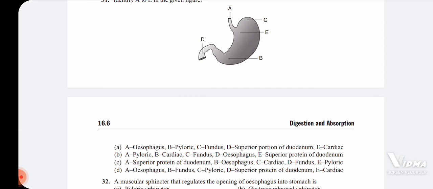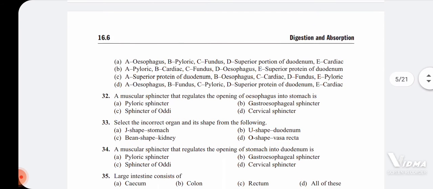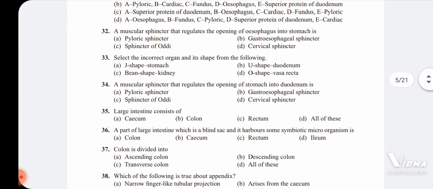B is pyloric, C is fundic, or we can also call it the fundus. Then D is the superior part of the duodenum, and E is the cardiac. So for the 31st question the answer is option A. 32nd question: a muscular sphincter that regulates the opening of the esophagus into the stomach. The sphincter present between the esophagus and the stomach helps in the regulation of the ending of the esophagus and the opening of the stomach.